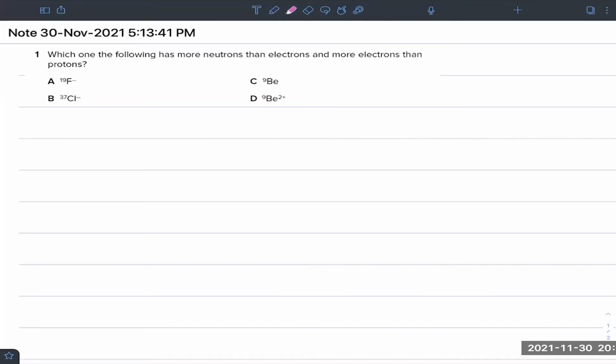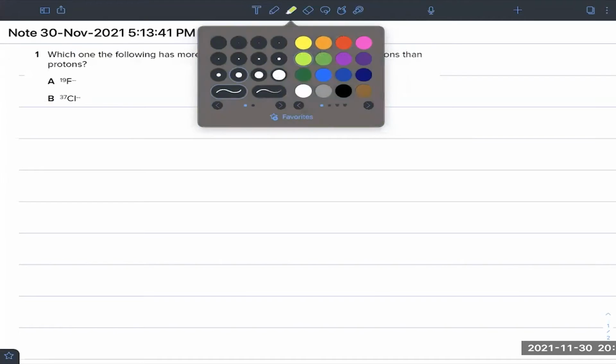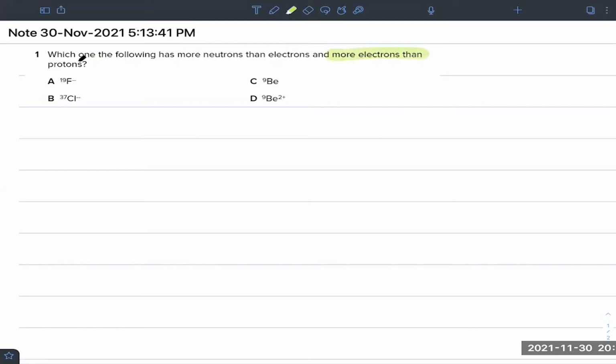But here's the thing. If you notice, this one is saying more electrons than protons, which clearly means you're looking for negative ions. So that means it is going to be A or B. It can't be the other one. And then you are looking for more neutrons than electrons.